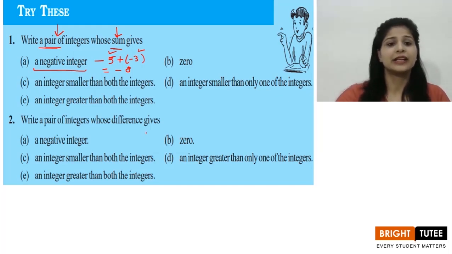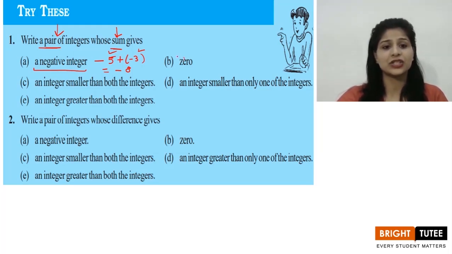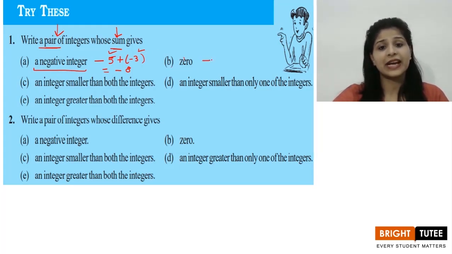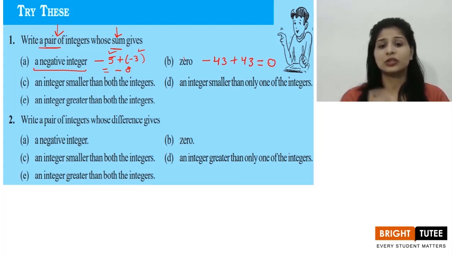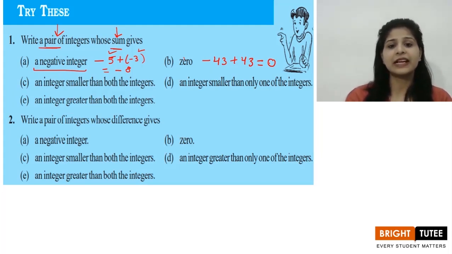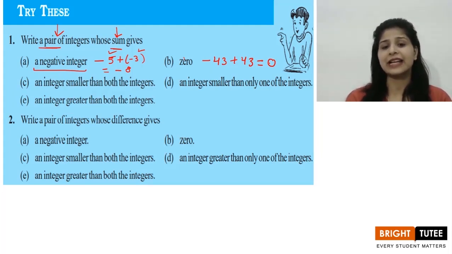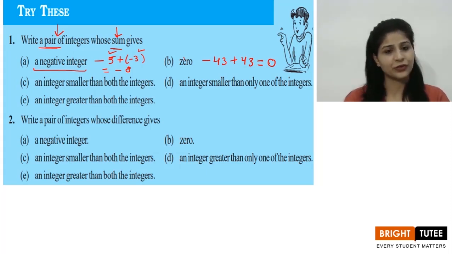Right? Okay, now they are saying pair of integers whose sum gives us 0. So if I write minus 43 plus 43, will I get 0? Yes. So two integers I have given. If I take negative of one integer and add that into that particular integer, like I took 43 and I took negative of 43, which is minus 43, and I am adding both of them, what is the answer? 0. So the pair is minus 43 and 43.